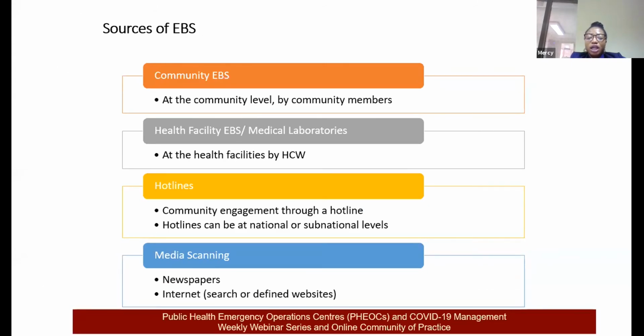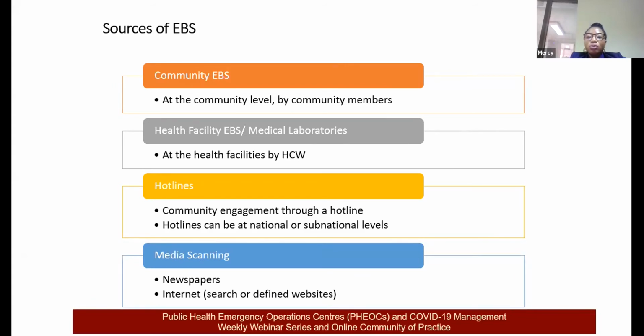So looking at what happens within the community, the community members and the volunteers are in charge of detecting within the communities. And in the health facilities, detection is done by healthcare workers or laboratory technicians. And also, hotlines could be a source for detection, where people call in and report signals or events within their community.